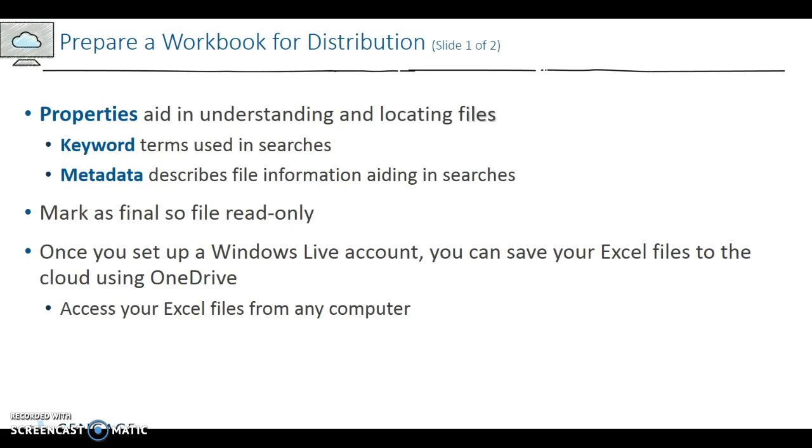Once you set up a Windows Live account, you can save that file to the cloud, or you can use OneDrive. Now, one of the things that we do here is we have OneDrive for Business. You may have something in your organization that they want you to use as a cloud solution or a place to save information. Maybe you have an intranet, which means it's shared with all of your work team members, or within a unit or whatever. Those would be places that you could distribute your workbook.